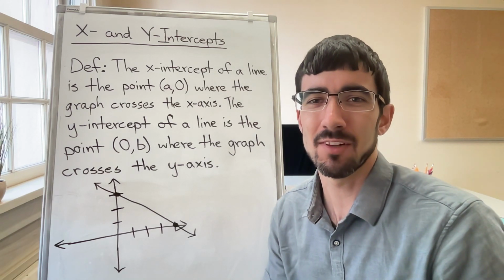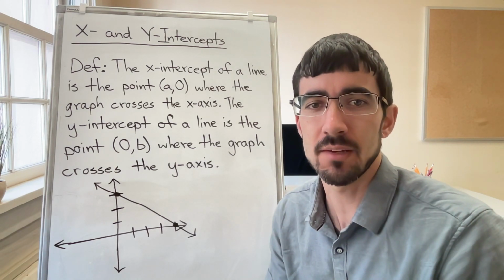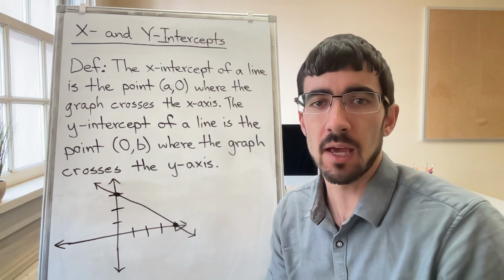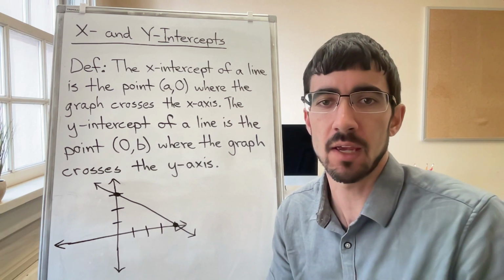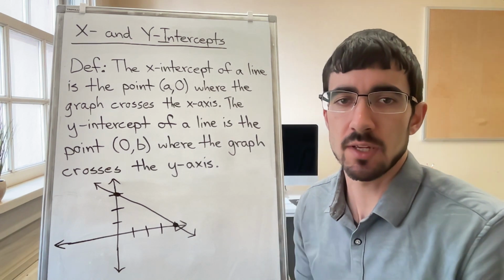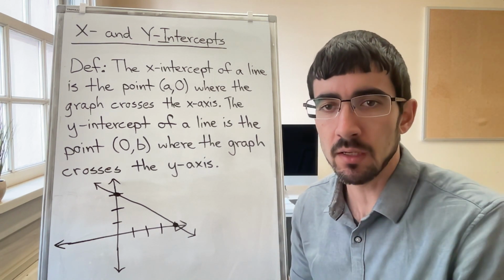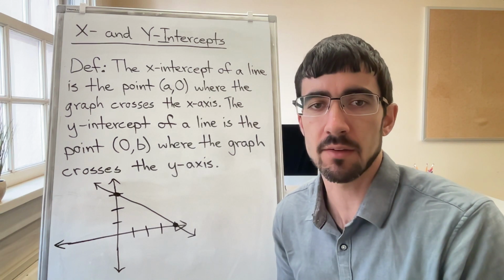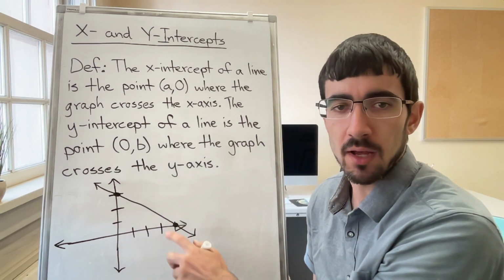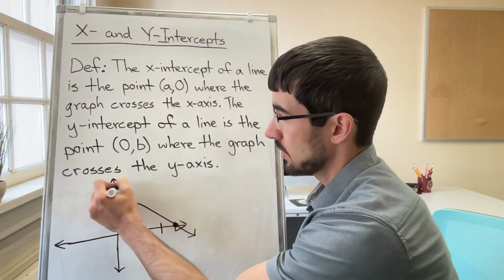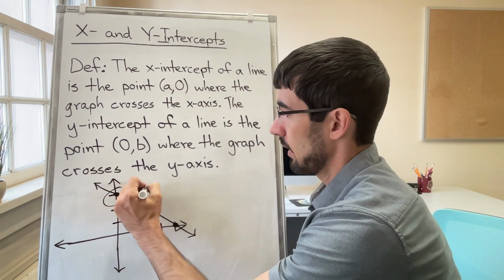Important properties of a line are its x-intercept and its y-intercept. The x-intercept is simply the point (a, 0) where the graph crosses the x-axis, and the y-intercept is the point (0, b) where the graph crosses the y-axis. So here's the equation of a line. I've highlighted the y-intercept and the x-intercept.